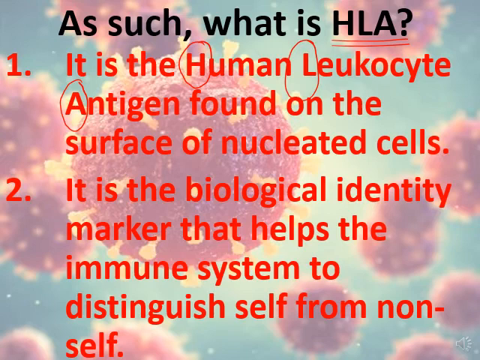Another example: you have the Lebanese ID. Wherever you pass, you have this ID, meaning that you are Lebanese, so you can pass. If you don't have your ID, meaning that you are not Lebanese, you can't pass. This is an example about the biological identity marker, which helps the immune system to distinguish self from non-self. If you have the HLA, we have self cells. If they don't have the HLA, they are non-self.